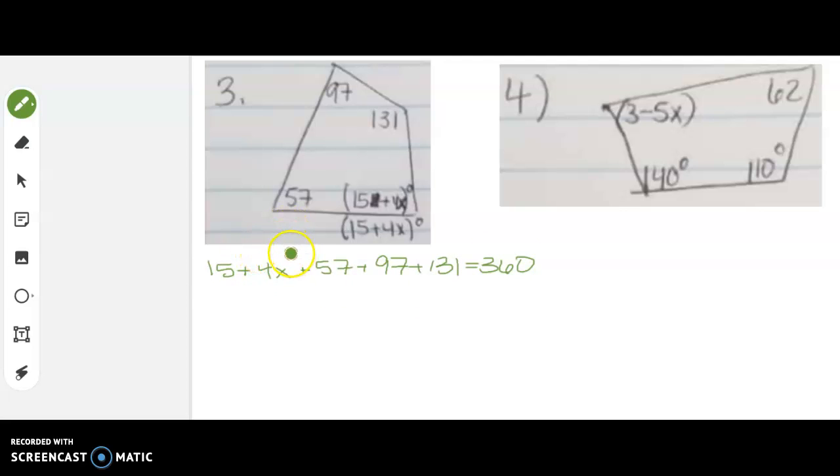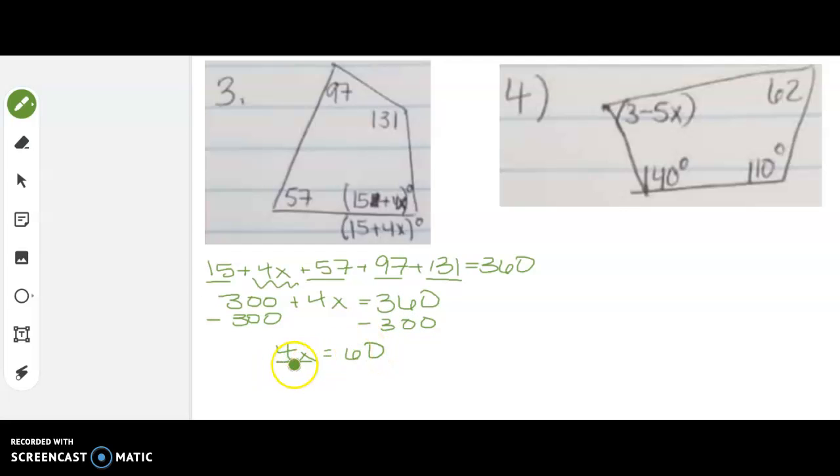So now I'm going to combine like terms. So I'm going to combine the 15, the 57, the 97, and the 131 because they are all numbers, and I get 300. Then I have my variable term for x, and that's equal to 360. Then I solve for x. I need to subtract 300 from both sides. 4x is equal to 60, and then we divide by 4. And x is equal to 15.